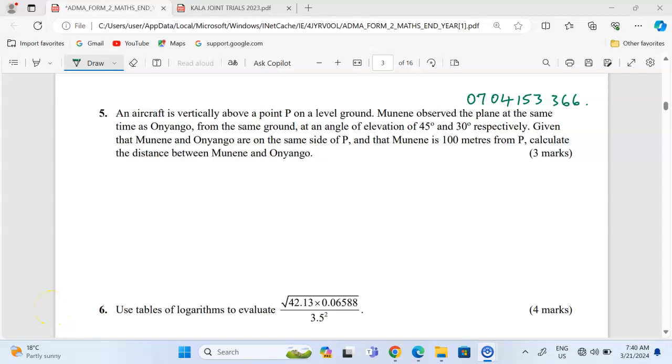We're going to look at the application of trigonometry in the calculation of distances. In number 5, we are told that an aircraft is vertically above a point P on a level ground. Monene observed the plane at the same time as Onyango from the same ground at an angle of elevation of 45 degrees and 30 degrees respectively. Given that Monene and Onyango are on the same side of P and that Monene is 100 meters from P, calculate the distance between Monene and Onyango.